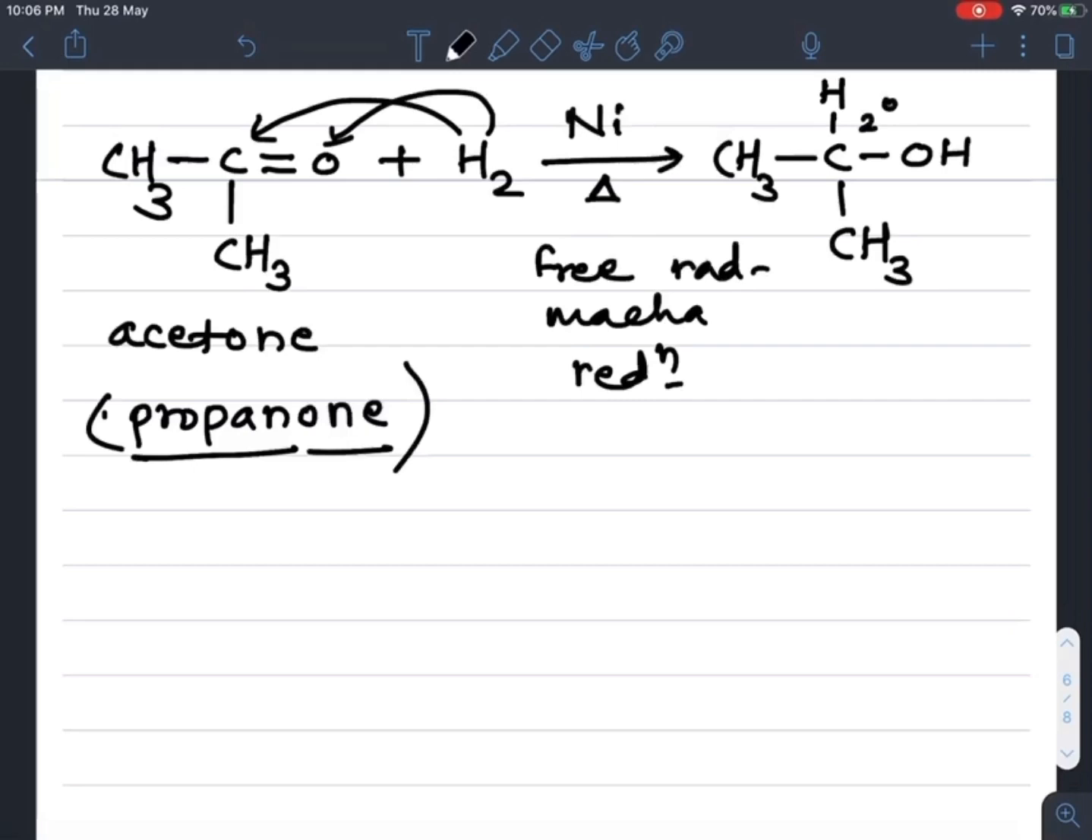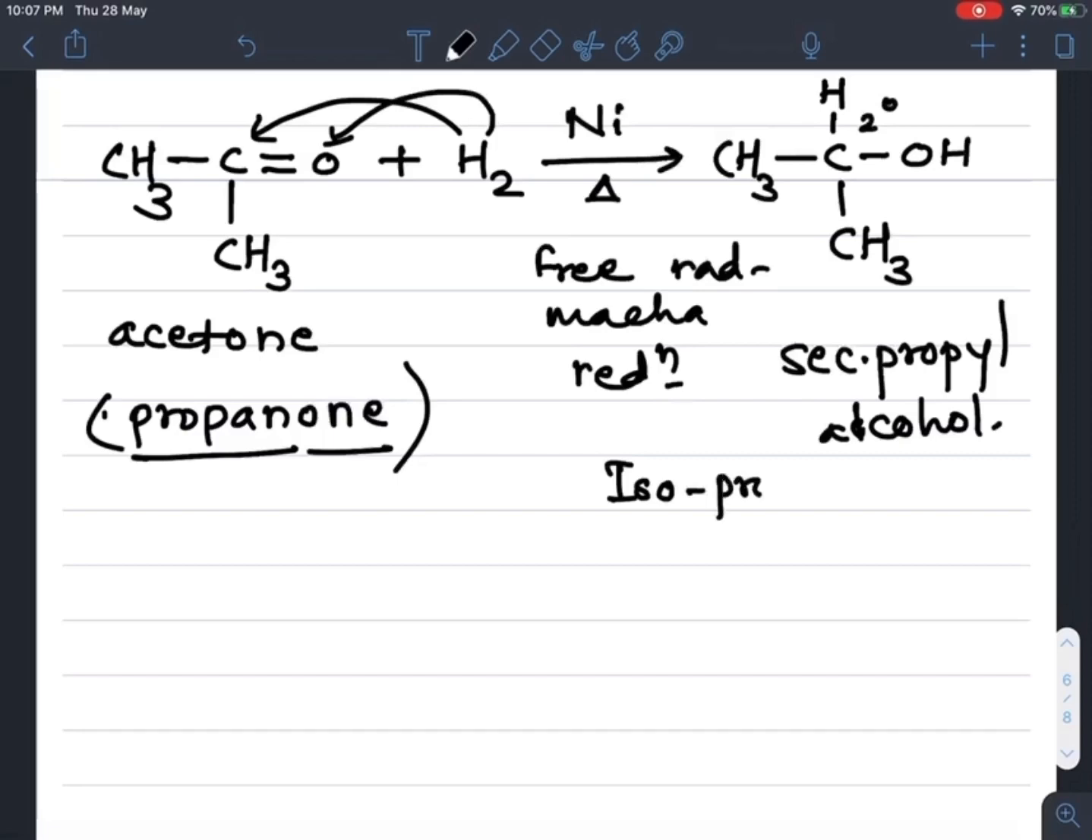What is the name of this secondary alcohol? Let's see how many carbon atoms are present in this alcohol. It is a 3 carbon containing alcohol, and OH is attached to the secondary carbon. That's why its name is secondary propyl alcohol. Okay, or isopropyl alcohol. In case of the propyl group, iso and secondary are the same. This is the exceptional case.